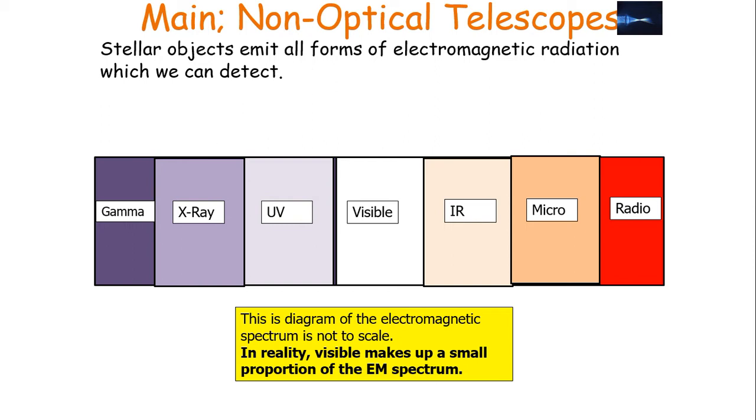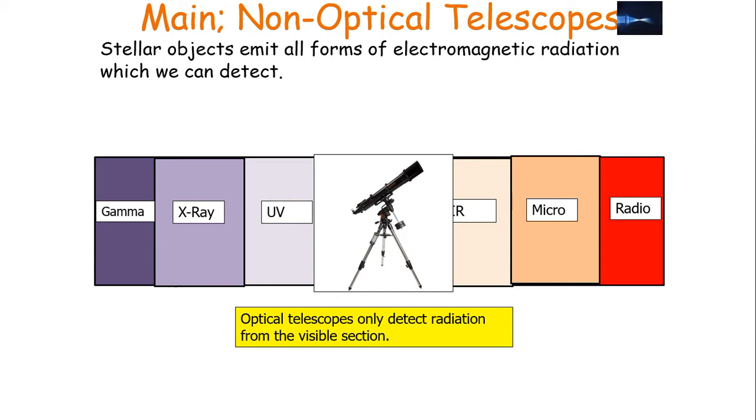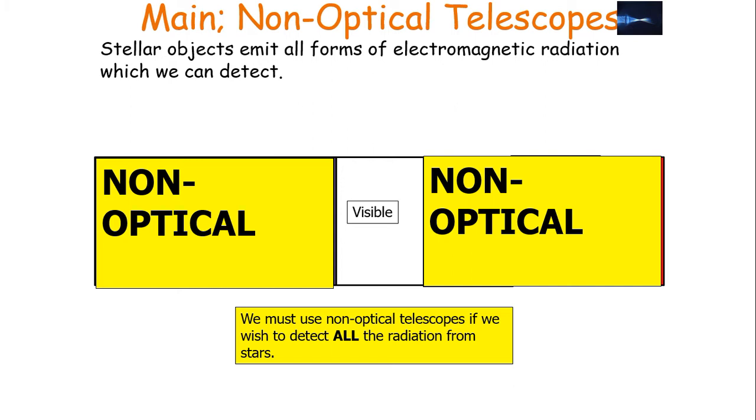It's not actually to scale because in reality the visible part of the electromagnetic spectrum makes up a very, very small proportion of it. Now, the majority of the electromagnetic spectrum is actually in the radio part of the spectrum, and optical telescopes can only detect radiation from the visible section, which is an issue because this means all this non-optical part of the spectrum we've got to use non-optical telescopes so we can detect all the radiation from stellar objects. Now, it's very important to astronomy as the majority of radiation emitted by stars and galaxies is non-optical.